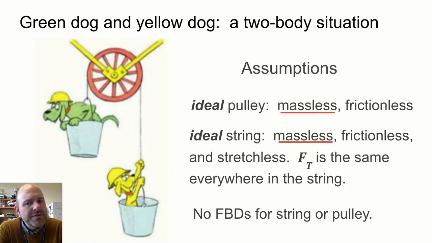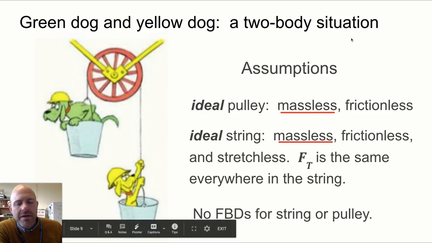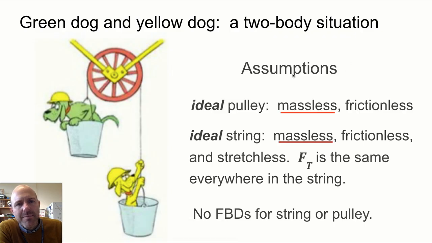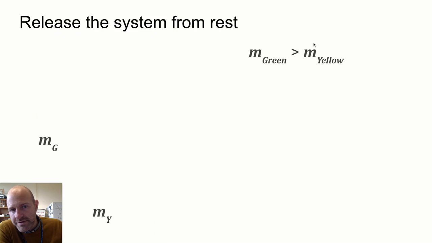The other thing that is important is that the string is not stretching at all and the force of tension is the same everywhere in the string. So that means we don't have to draw a free body diagram for either the string or the pulley, because we're ignoring them and letting them be something that changes the direction of the tension without doing anything else.